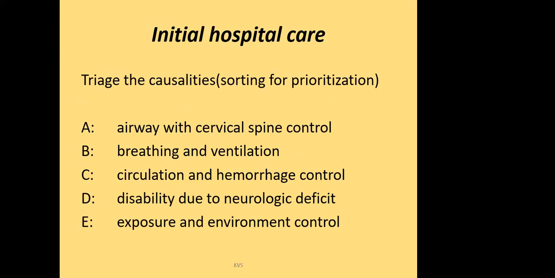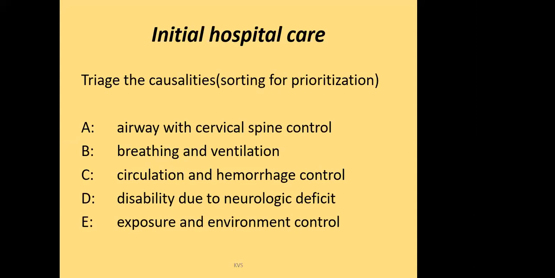ABCDE in the triage of a casualty: the airway with cervical spine control is key, breathing and ventilation, circulation and hemorrhage control. There can be disability due to neurological deficit. Then things like exposure and environmental control.